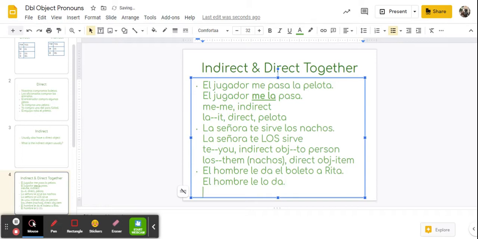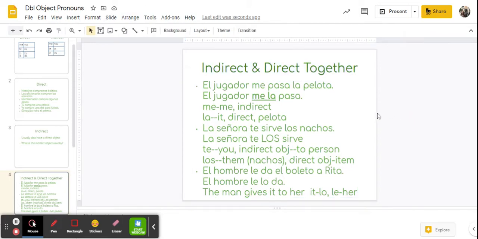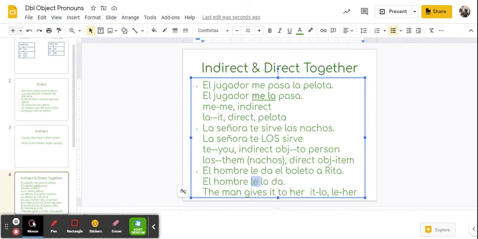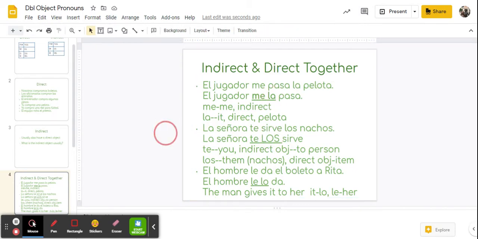So it's like the man gives it to her. It would be lo, and her would be my le for indirect. Now, you probably noticed on here that I always put the indirect object first. So like my name pronoun, le, me, or te, that name one came before my item one. So indirect is going to come before direct.